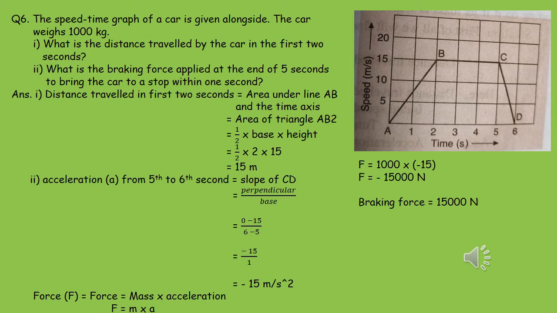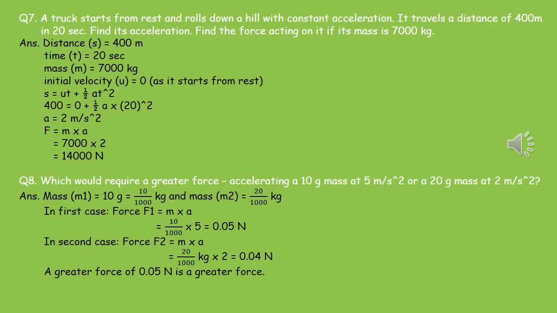Because acceleration is coming in negative, it is actually telling us that it is a deceleration, and the deceleration value is plus 15 meter per second square. Force is equal to m into a, so 1000 into minus 15. So the force is coming as minus 15,000 Newton, or the braking force is 15,000 Newton.